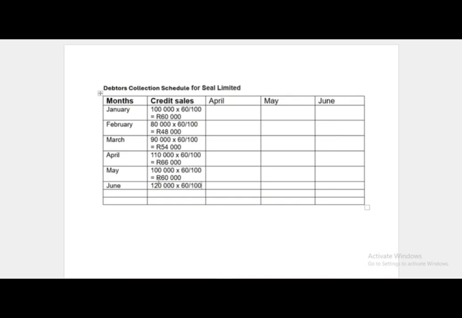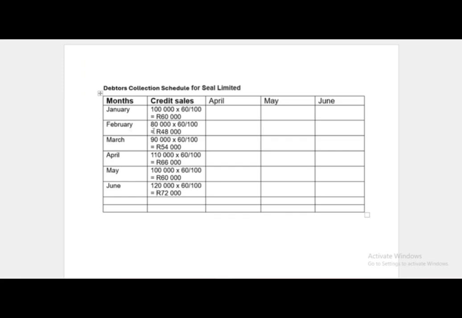All right. And then how much are your credit sales right there? Let's put it quickly on the calculator. 120,000 multiplied by 60 divided by 100. I am getting 72,000. 72,000 rand. Okay, that is your credit sales for June.